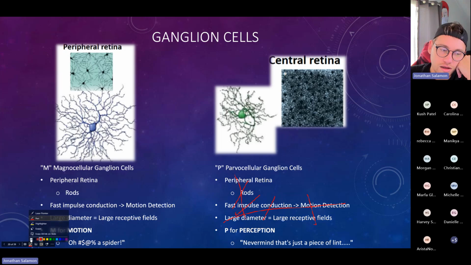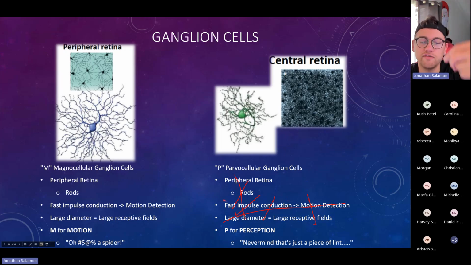And then they're responsible for their impulse is slower, and it makes sense because when you're using your P ganglion cells, it's when you're really looking at something, you're trying to read, you're trying to focus on it. Whereas your rods and your M ganglion cells, it's a really fast impulse because you need to be able to see something out of your peripheral vision much quicker than something that's right in front of you, right?